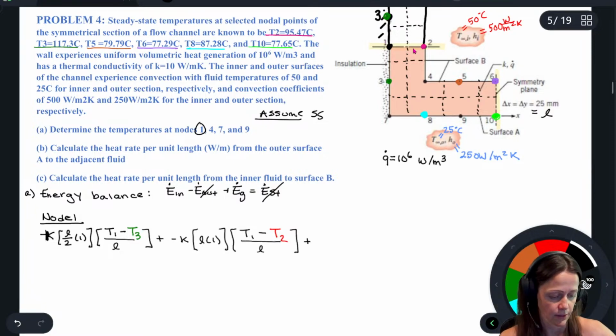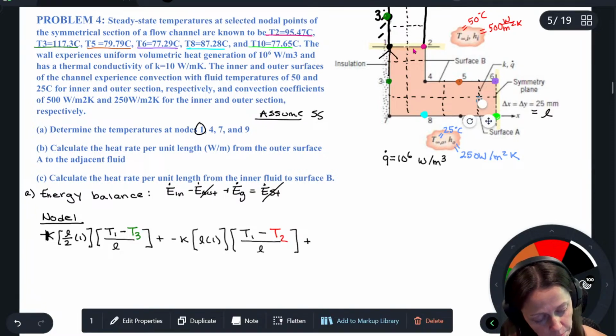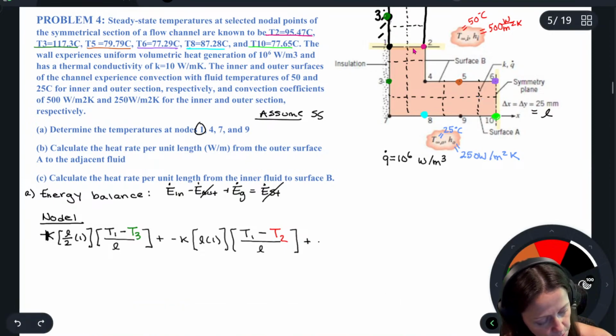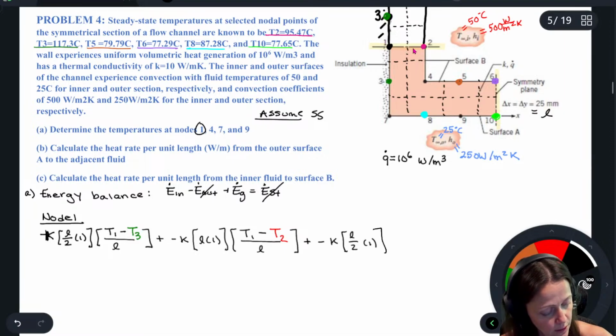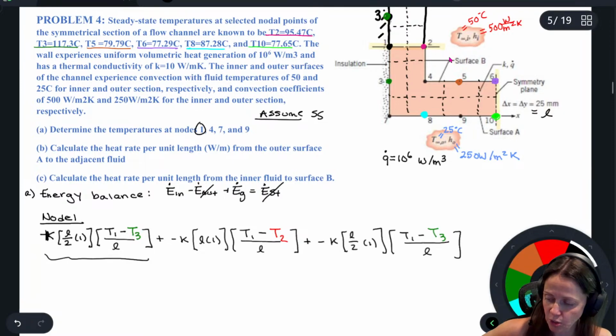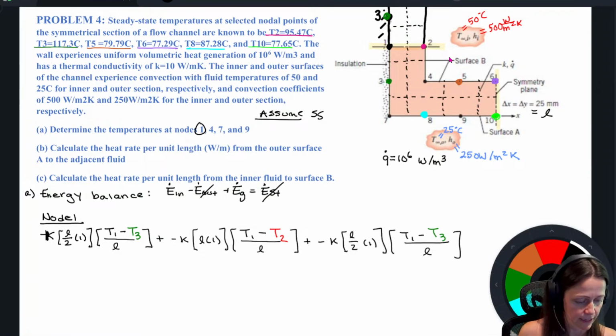Plus, now I've got the one coming from the bottom there, and he's going through another half area. So this is going to be negative k, L over 2 times 1 times T1 minus T3. And I really could have just multiplied this guy by 2, but that's fine. We'll write it all out.